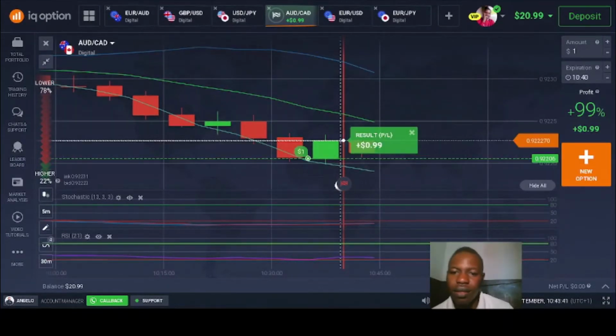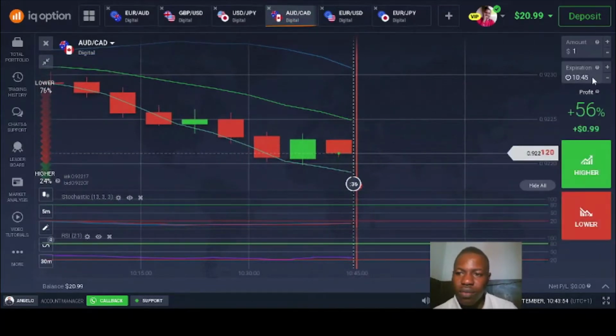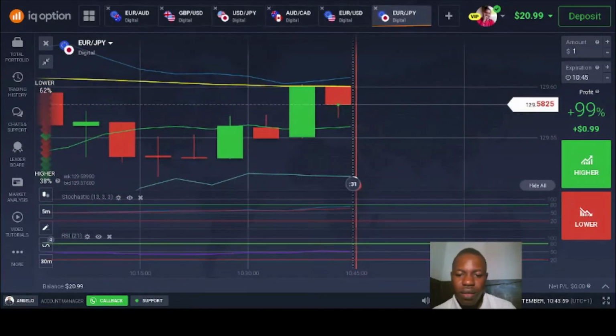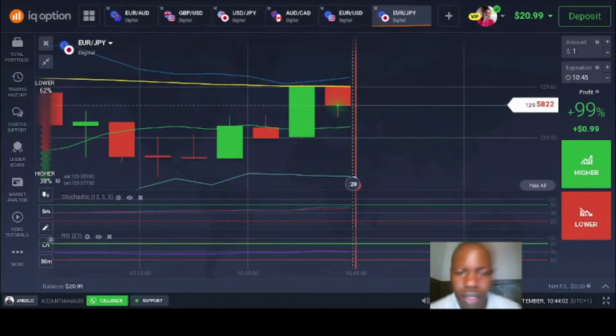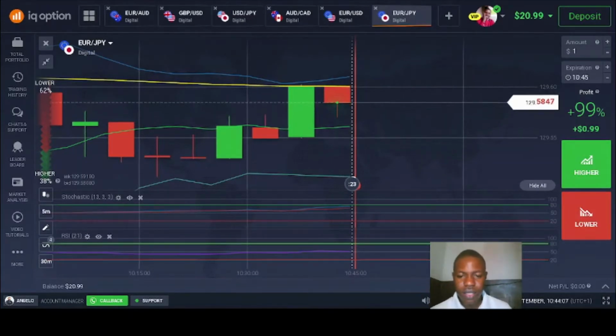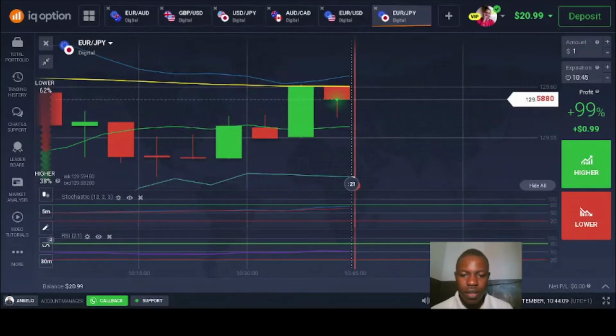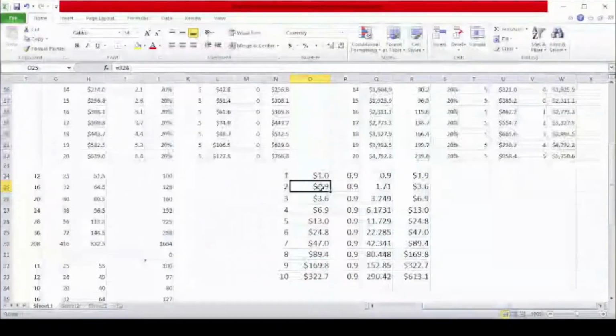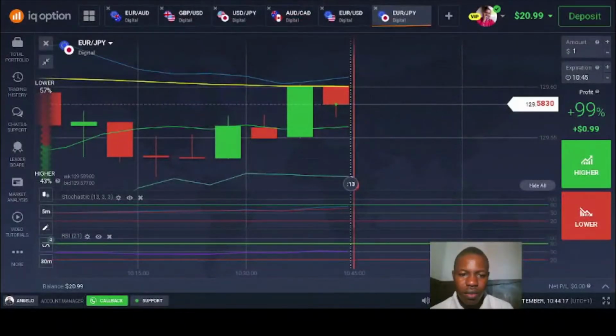So sorry, there was a disconnection from my internet source, so sorry about that. But you can see that we won the first trade. So certainly we are going on to the second trade. According to my Excel sheet here, we'll be using 1.9 in the second trade. So I will now switch. According to the Excel sheet, we use 1.9 in the second trade.